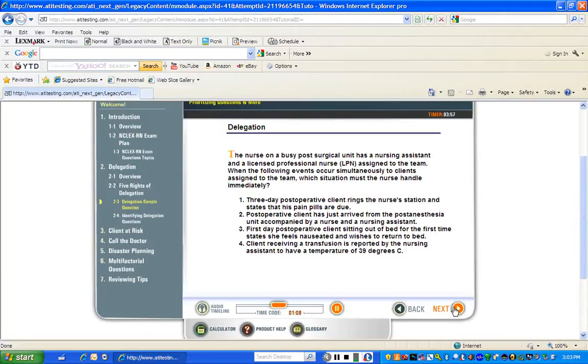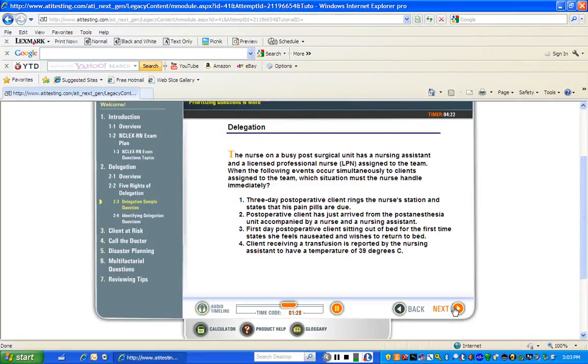Option 2. Post-operative client has just arrived from the post-anesthesia care unit, accompanied by a nurse and a nursing assistant. The client does not appear to be in acute distress and in fact is already being attended to by another nurse and a nursing assistant. Another client has a more serious issue. Let's look at option 3.